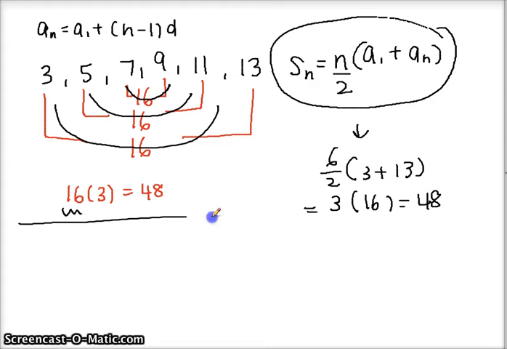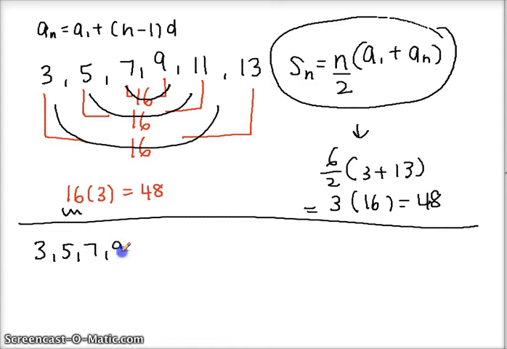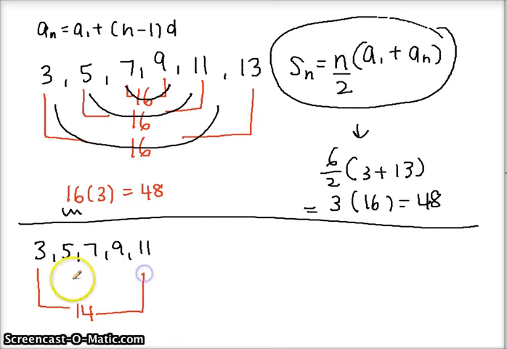But in this case, we had 6 numbers, so it was even, so we had 3 pairs. What if we have only 5 numbers in the sequence? For example, 3, 5, 7, 9, 11. Then we don't have enough numbers to create equal pairs. We have 14 here, and then we have 14. And then we're just left with 7, and 7 doesn't pair up with another 7. So how would we derive a formula for this one?